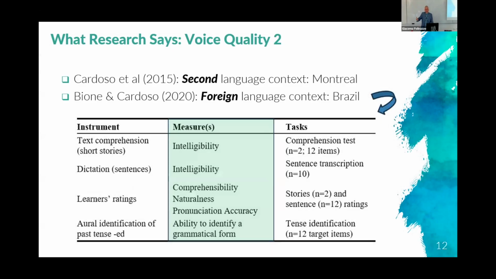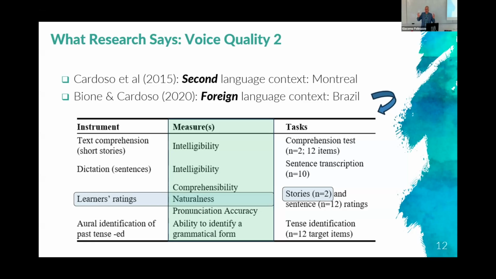So we evaluated, from the context of second language learning, 7 different aspects. We're going to talk about some of these measures in a few minutes, but the takeaway message is that in all of these measures we looked at, they were similar. Learners were able to understand, they were able to transcribe what they heard, they found them intelligible. The only item in which they differed was naturalness. The voice still sounded robotic.